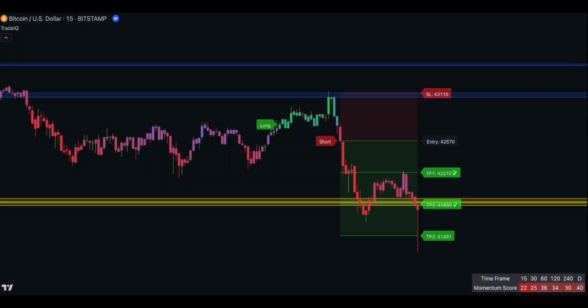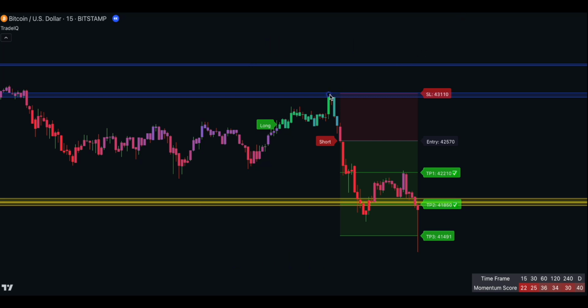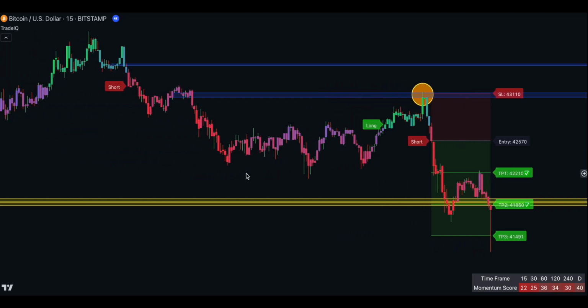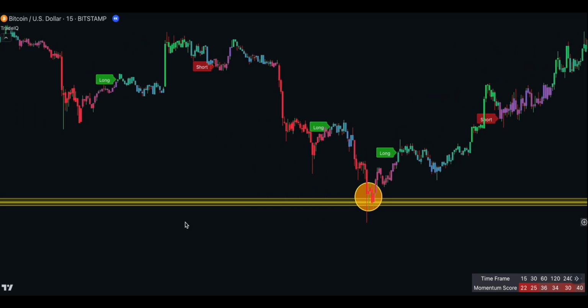The next crucial feature of this indicator is multi-timeframe supply and demand levels. The TradeIQ indicator analyzes supply and demand levels across multiple timeframes, offering a broad view of market trends and potential reversal points. This multi-dimensional analysis helps traders understand the larger market context and make more strategically aligned trades.